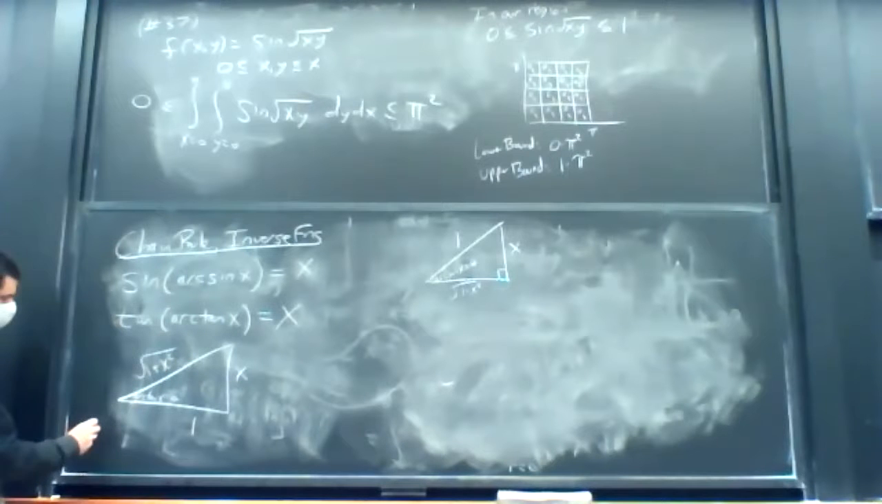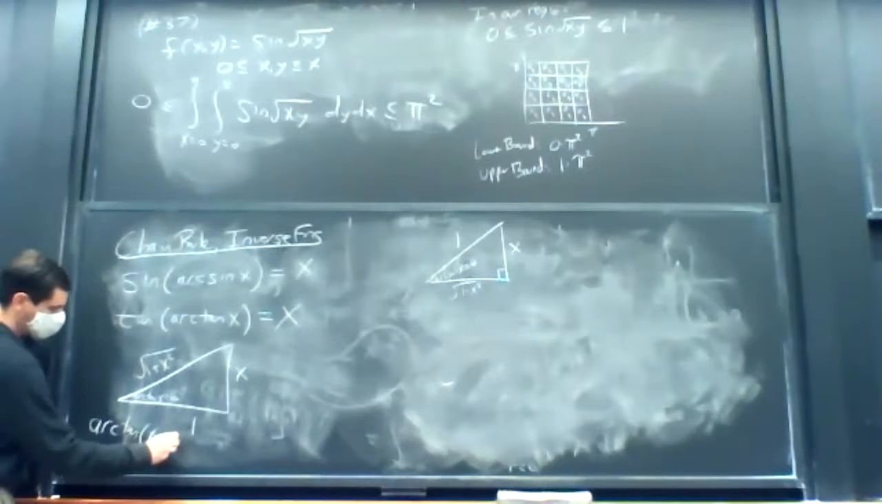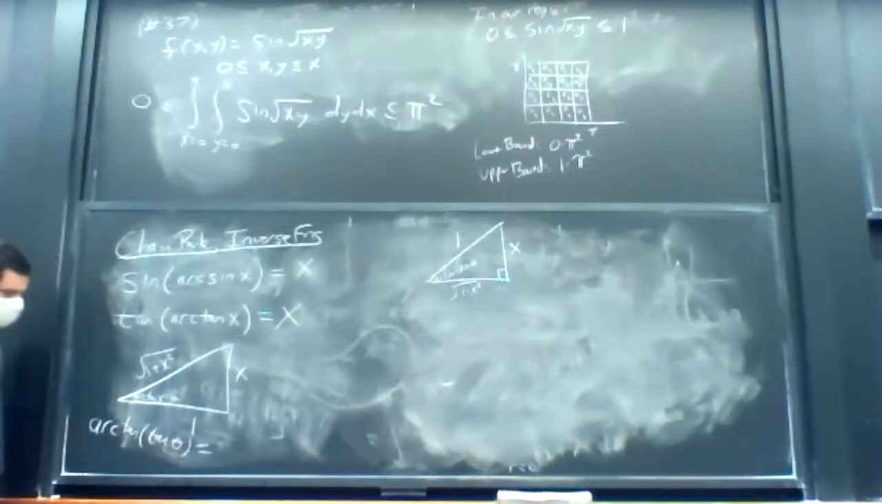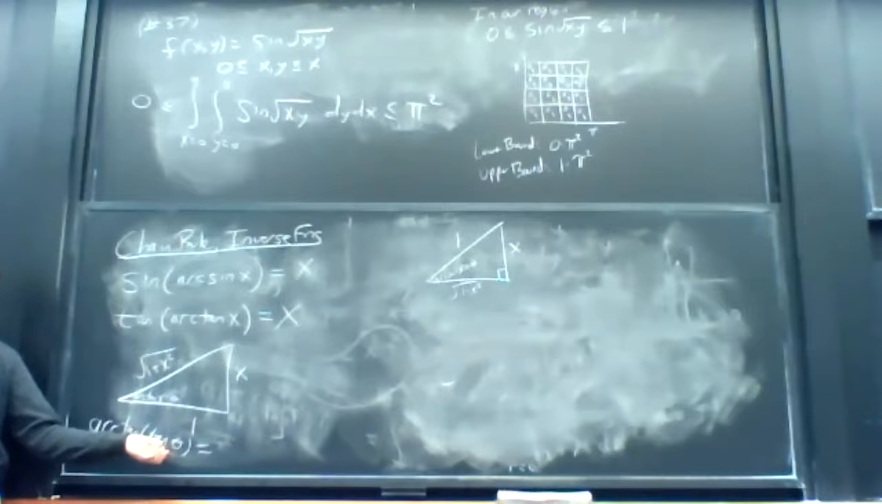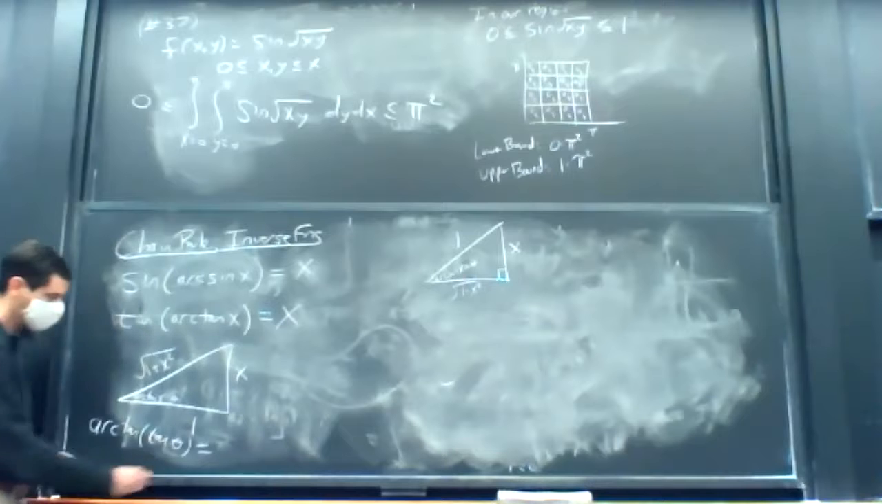Let's do it the other way. What would the arc tangent of tangent of theta be? What angle corresponds to the value tangent theta? It would just be theta.